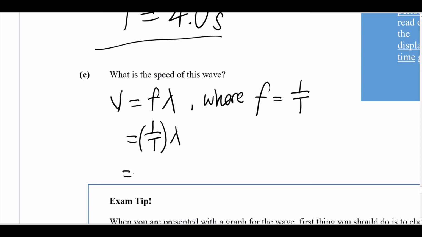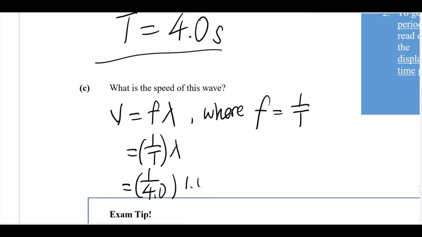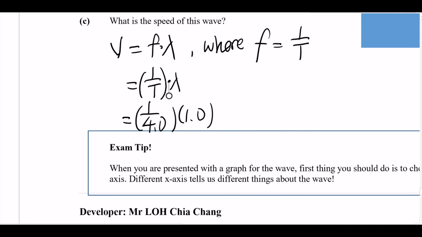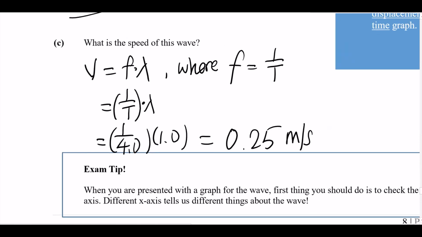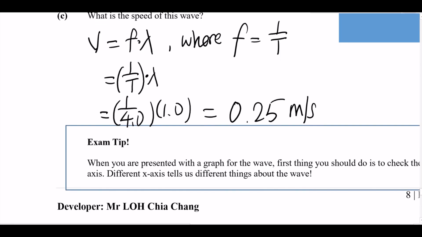So you can just put in the information. T is 4.0 and lambda is 1.0 meters. This is a multiplication between the two of them: f times lambda, 1 over T times lambda, and you get your answer as 0.25. What is the unit? The SI unit, meters per second, because lambda is given in meters and period T is given in seconds.